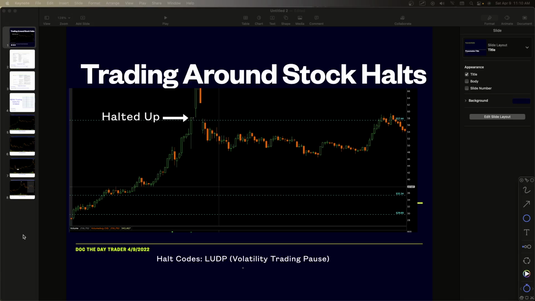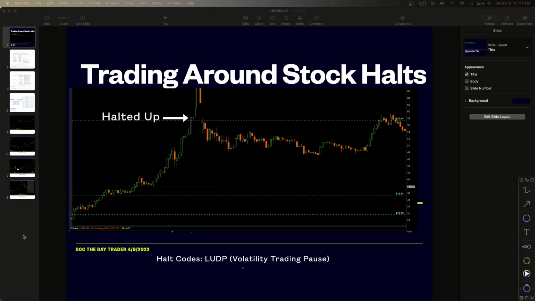Oftentimes you'll see a stock that halts 4 minutes before the closing bell. As soon as that closing bell rings, that halted stock will resume. A lot of people ask, how do you know it's going to resume right at the bell? Because stocks don't halt for volatility after hours or pre-market. So as soon as that closing bell rings, boom. Even if it's only been halted for 45 seconds, it's going to resume as soon as that closing bell rings. So keep that in mind.